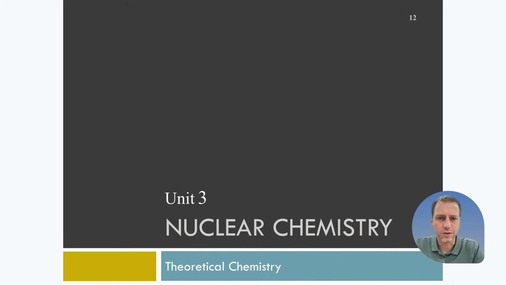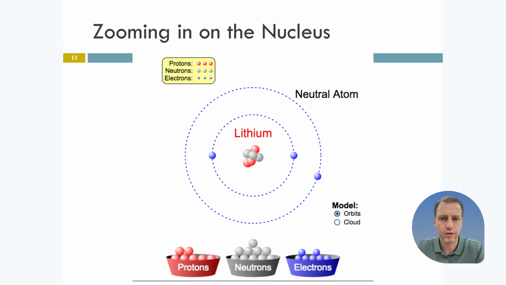All right, let's zoom into the nucleus of the atom. To do this, it's going to help if we have some shared vocabulary. First of all, a review. The nucleus is right here in the center of the atom, and it contains most of the mass of the atom by far. This is where the protons and the neutrons are located.